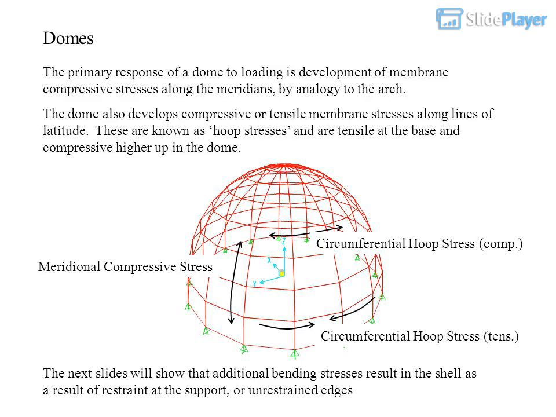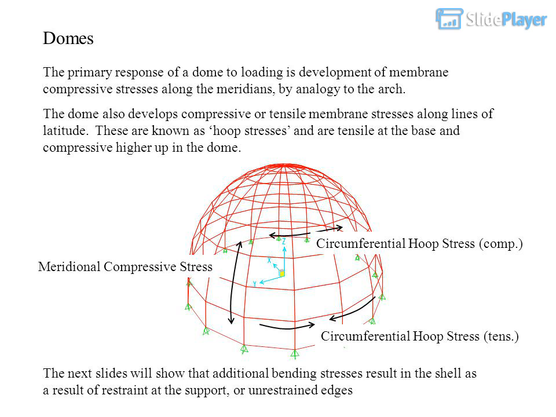Domes. The primary response of a dome to loading is development of membrane compressive stresses along the meridians, by analogy to the arch. The dome also develops compressive or tensile membrane stresses along lines of latitude. These are known as hoop stresses and are tensile at the base and compressive higher up in the dome.